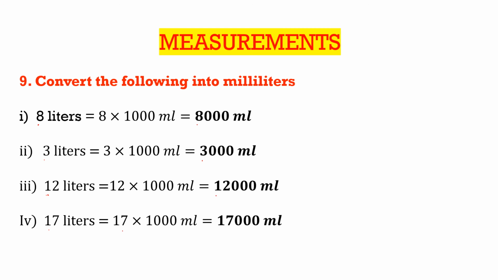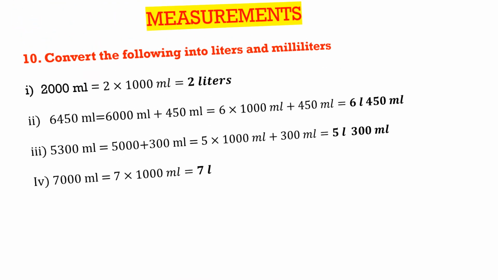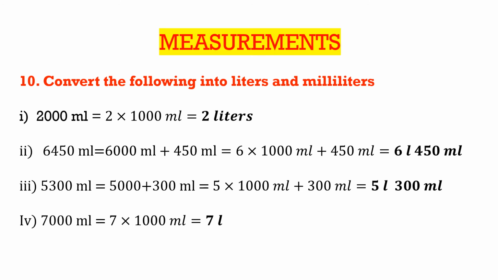Now move to question number 10. Now we have to solve question number 10. Question number 10 is convert the following into liters and milliliters. First bit given is 2000 milliliter. We have to convert 2000 milliliter into liters. We know 1000 milliliter is 1 liter. So 2 multiplied by 1 liter is 2 liters. So 2000 ml is 2 liter.